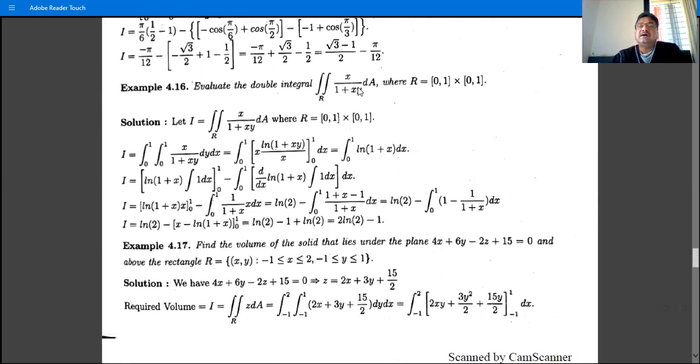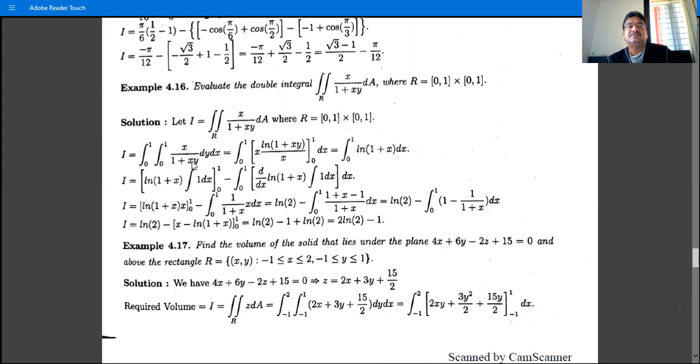Double integration over R, x divided by 1 plus x into y, dA. R is what? 0 to 1, 0 to 1. That is limit of x is 0 to 1, limit of y is 0 to 1. And then integrate with respect to y first, or integrate with respect to x first. So integration with respect to y first is simple.